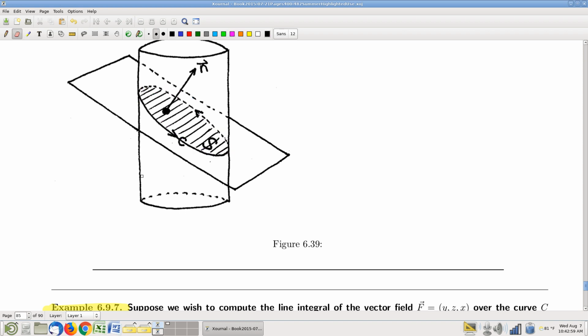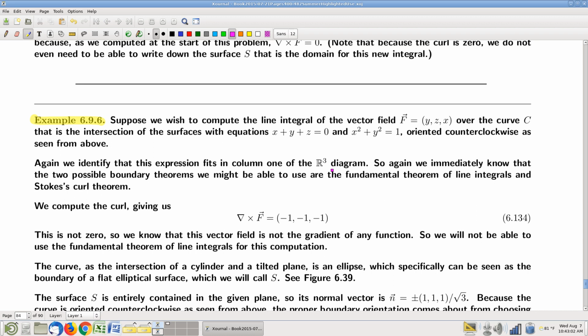Okay. You take the curl. You don't get 0. Fundamental theorem is off the table. Don't even think about doing the fundamental theorem of line integrals. There is no anti-gradient. Okay.